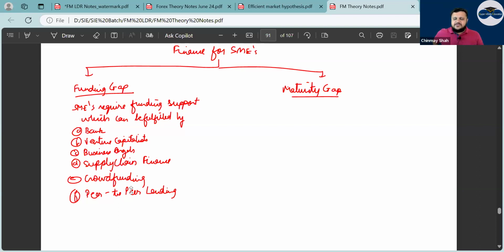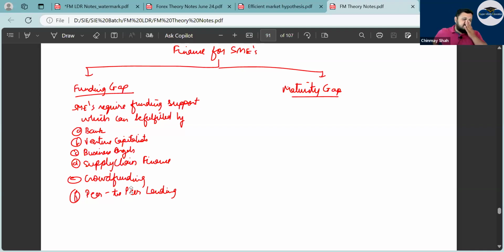So he goes to the bank and says, boss, such an order is there, so I need finance. So the bank says okay. It takes a confirmation from the main customer and says okay, gives the extra finance and gets the job done. This is supply chain financing.